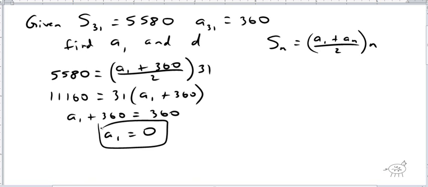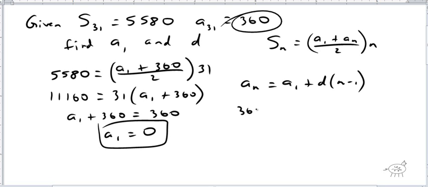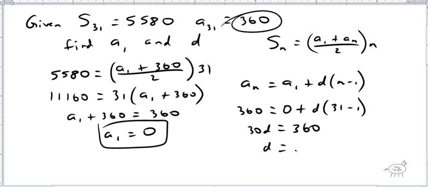Okay, and then we want to find d. So we plug it back into the a sub n equation. Let me write that out. A sub n equals a sub 1 plus d times n minus 1. So a sub n is 360 right there. 360 equals a sub 1, which is 0, plus d times 31. That's n minus 1, so you get 30d is equal to 360. So d is equal to 12. Okay? That's two good examples.